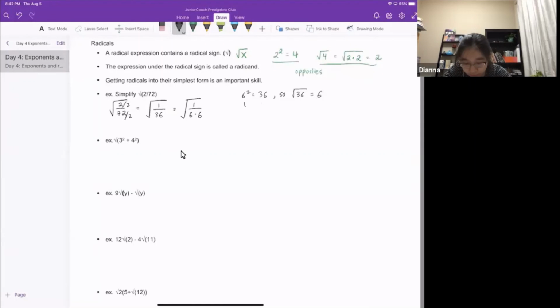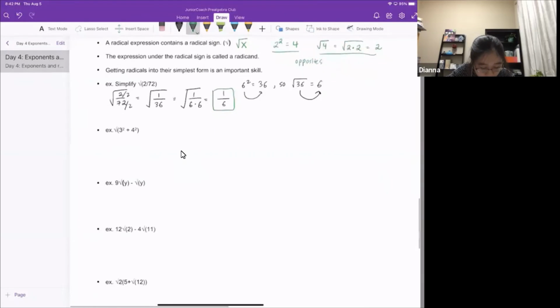I'm basically going from here to here and then backwards. So the square root of 1 over 36 is going to be 1 over 6. The square root of 1 is just 1. So this is going to be my answer.